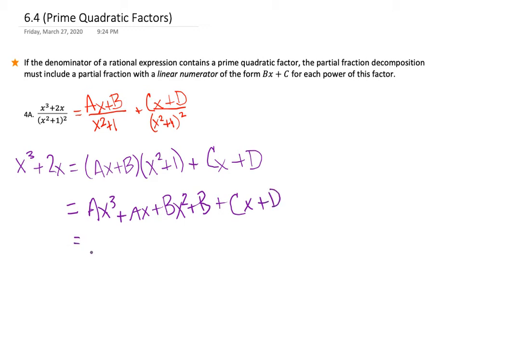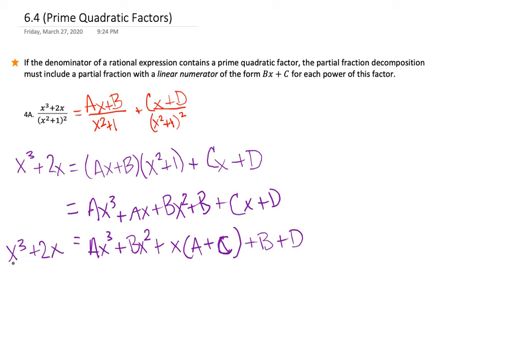So the only cubed one is ax cubed. The only squared one is bx squared. And then I have an ax and a cx. So if I factor out an x, I'd have a plus c. And then my constants are b and d. Looks like I'm ready to set this up.